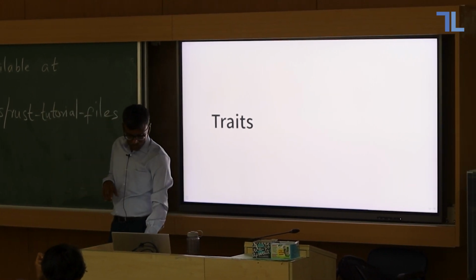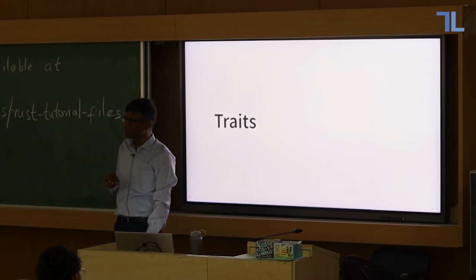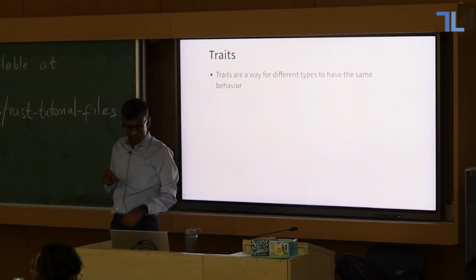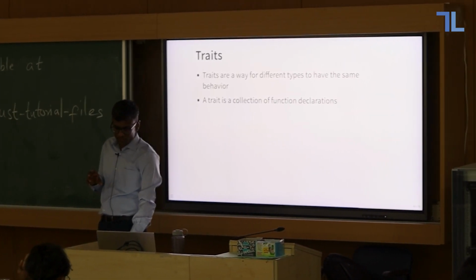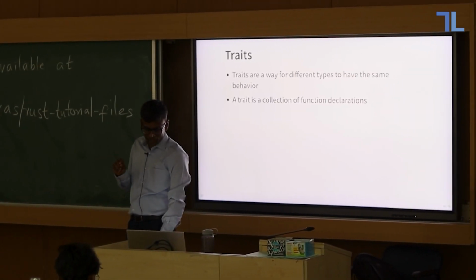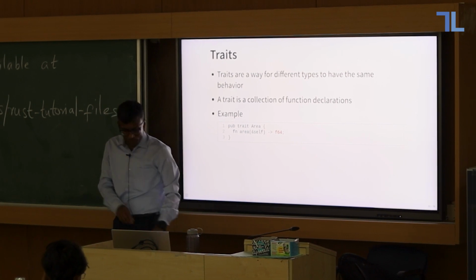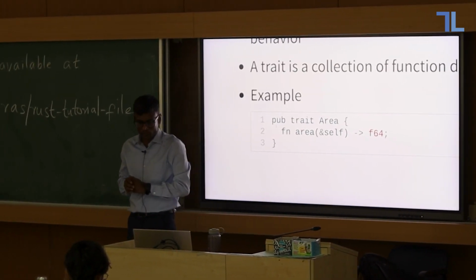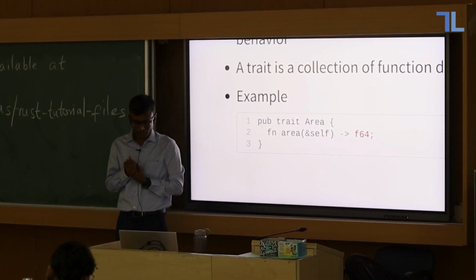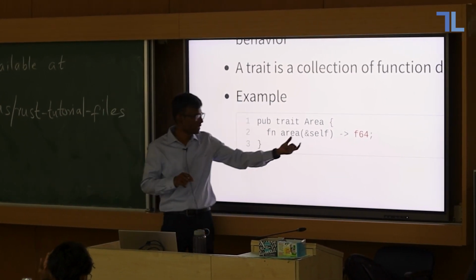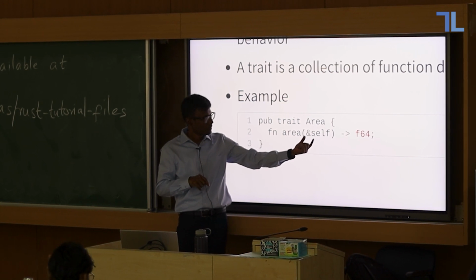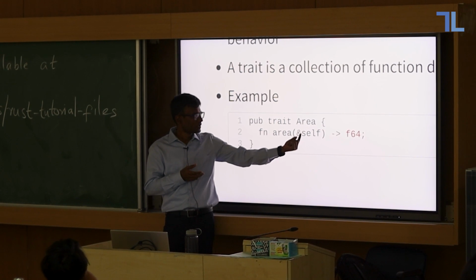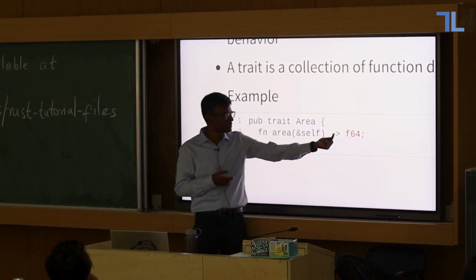So what are traits? Suppose you want to define your own trait, because copy and num were built-in traits. So traits are a way for different types to have the same behavior. It's just a collection of function declarations. Let's take this example of area trait, which I'm defining myself, so it's not a built-in one. It has a single function, and that function takes a reference to the object which is going to implement this trait, this behavior, and is going to return a 64-bit floating point number.